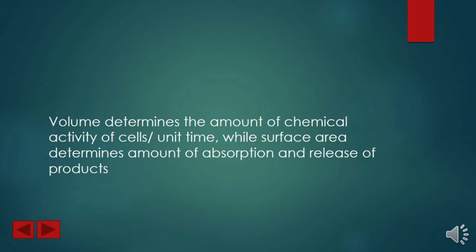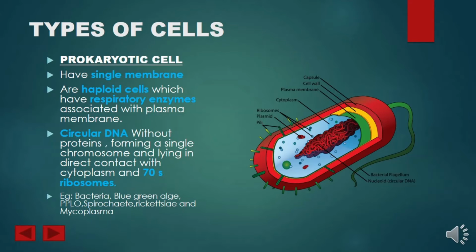Now coming to the types of cells, basically there are two types of cells, prokaryotic cells and eukaryotic cells, based on the presence of a nucleus inside the cytoplasm. Coming to the prokaryotic cell, it has a single membrane and is a haploid cell which has respiratory enzymes associated with the plasma membrane. Respiratory enzymes are enzymes such as oxidase, which catalyze the transfer of electrons from their substrate to molecular oxygen during cellular respiration.